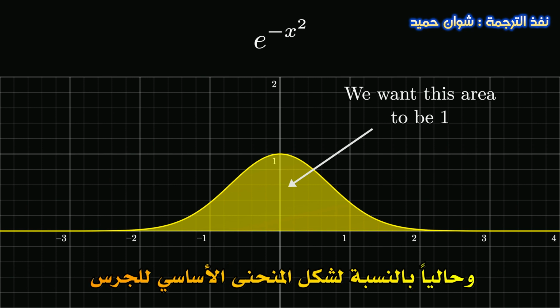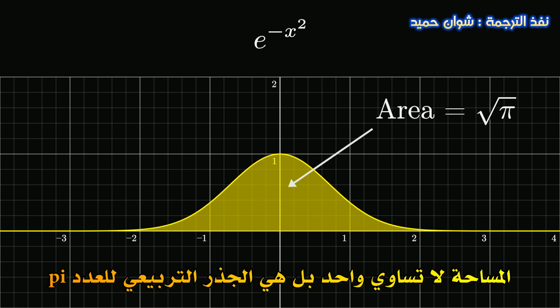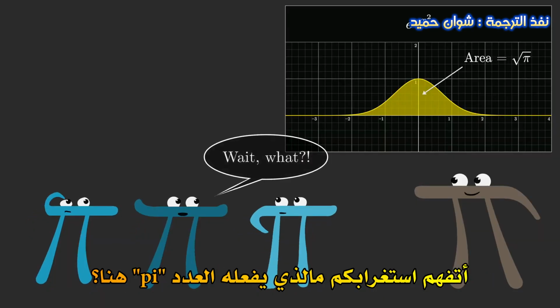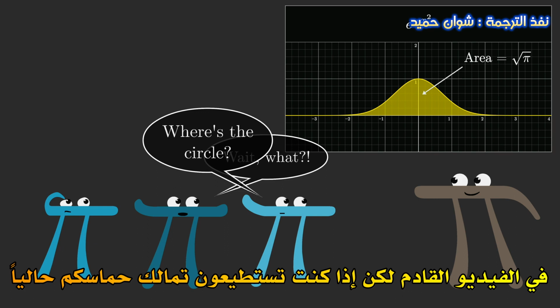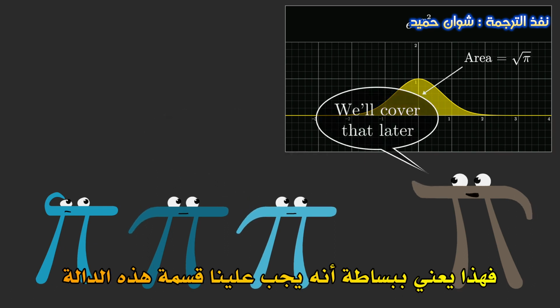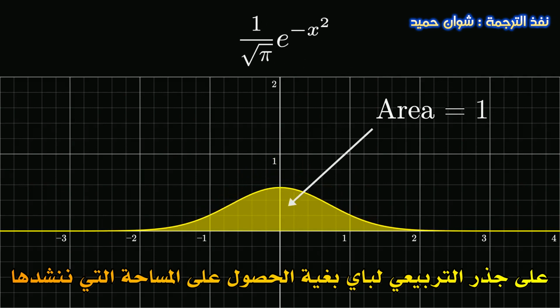As it stands with the basic bell curve shape of e to the negative x squared, the area is not 1, it's actually the square root of pi. I know, right? What is pi doing here? What does this have to do with circles? Like I said at the start, I'd love to talk all about that in the next video, but if you can spare your excitement, for our purposes right now, all it means is that we should divide this function by the square root of pi, and it gives us the area we want.